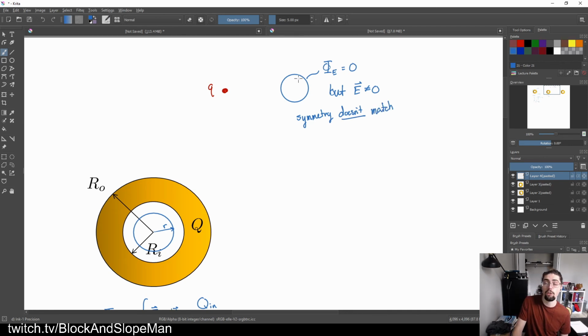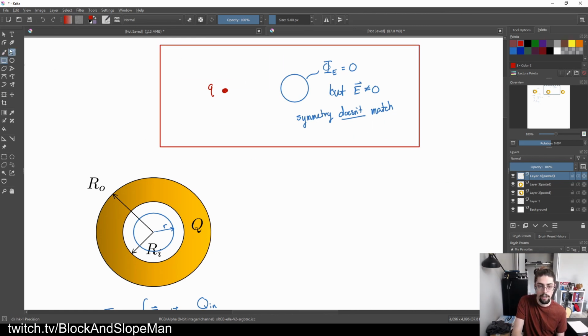If we had instead drawn our Gaussian surface over the point charge, so that the Gaussian surface is centered on the point charge, then it works again. Then it's totally fine. Right? That's the big difference. Highlight this in red. Caution.